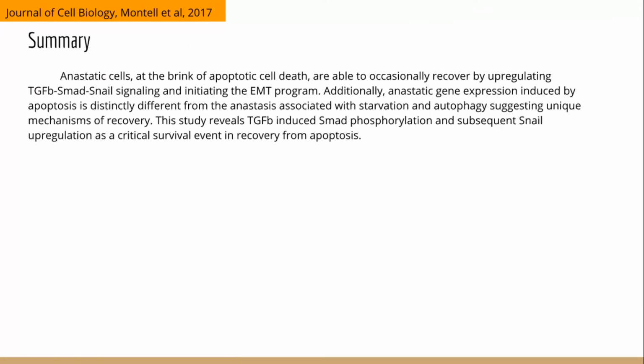So the summary for this paper is that anastatic cells at the brink of apoptotic cell death are able to occasionally recover by upregulating the TGF-beta SMAD snail signaling pathway and initiating the EMT program. Additionally, anastatic gene expression induced by apoptosis is distinctly different from anastasis associated with starvation and autophagy, suggesting a unique mechanism of recovery. The study reveals that TGF-beta induced SMAD phosphorylation and subsequent snail upregulation is a critical survival event in the recovery from apoptosis.